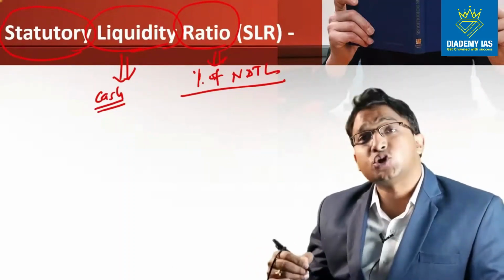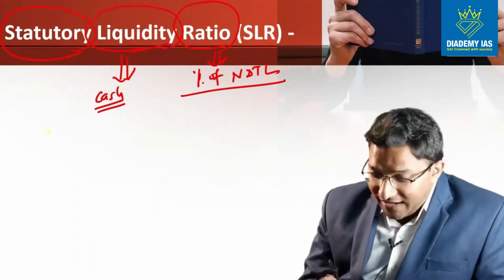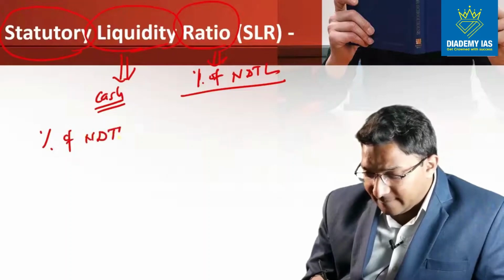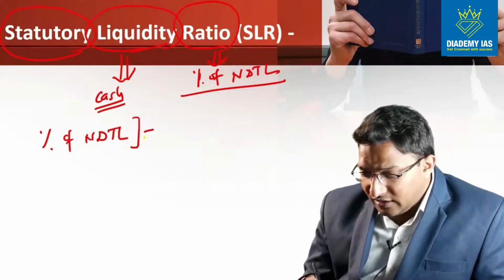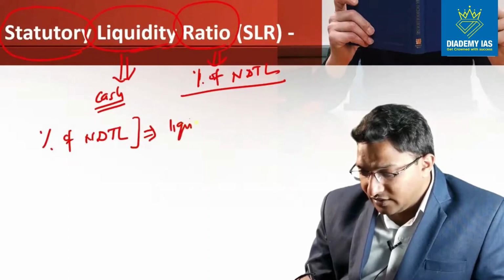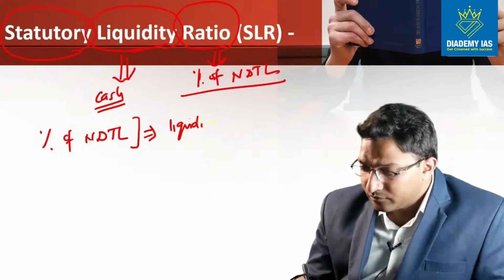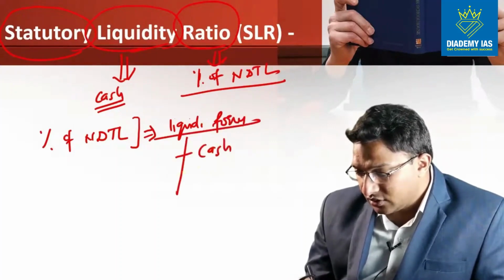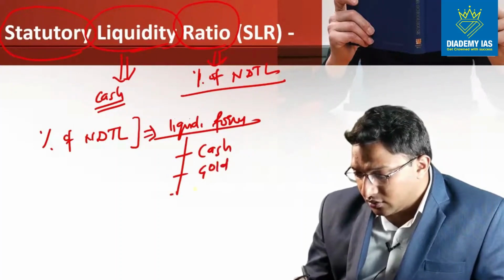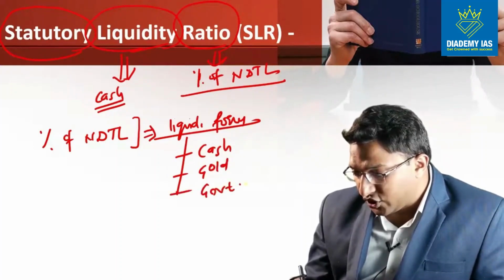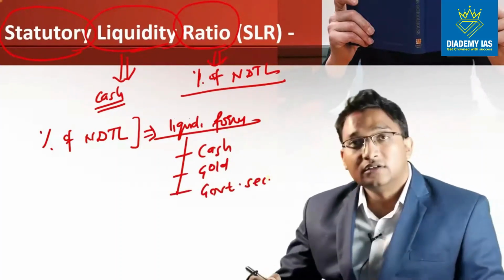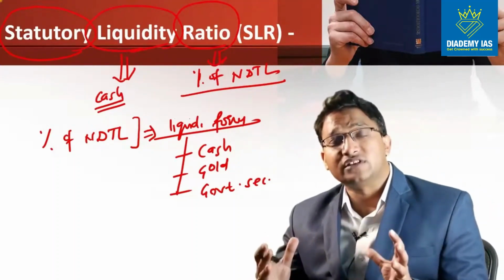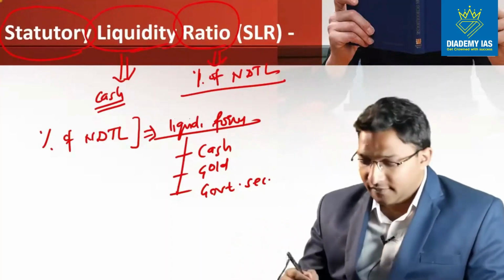So this ratio is one of the statutory measures. What is the statutory liquidity ratio? Banks are supposed to have a percentage of their NDTL in liquid form, and this liquid form can have cash, gold, or government securities. So this amount can be kept in any of these three forms.